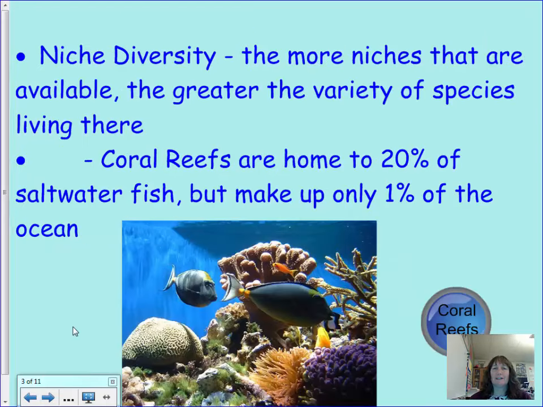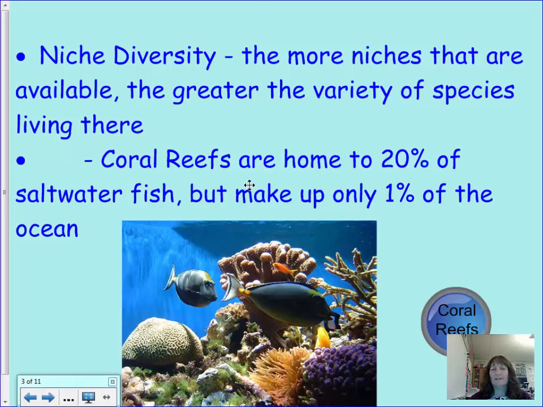Another factor is niche diversity. So the more niches that are available, the greater variety of species living there. Remember, a niche is where an animal lives, like its kind of job in the ecosystem. So the more niches that are available, the more species can live there because they can do all kinds of different things in that environment.